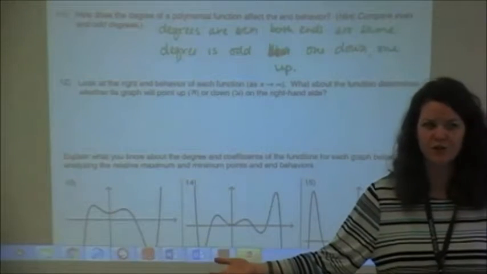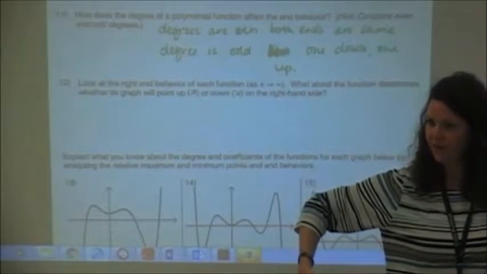So with that in mind, it says look at the right end behavior of each function. What about the function determines whether or not the graph will point up or down? What about a quadratic function determines whether or not it points up or down?